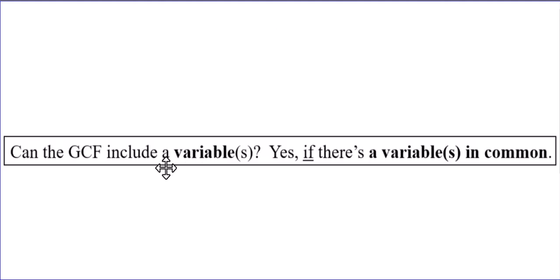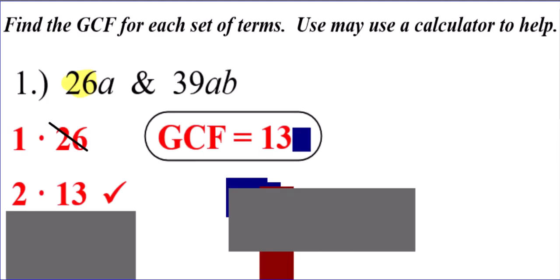Almost. Remember at the bottom of the page? The GCF could include a variable or maybe more than one variable if they are in common. Well, if you have a highlighter, you might want to highlight this. A is in common from these two original terms. Now, B is not. B is not showing up in 26A. B only shows up on 39AB. So don't highlight the B. The B is not in common, but the A is in common. So don't just say the GCF is 13. Say it's 13A.